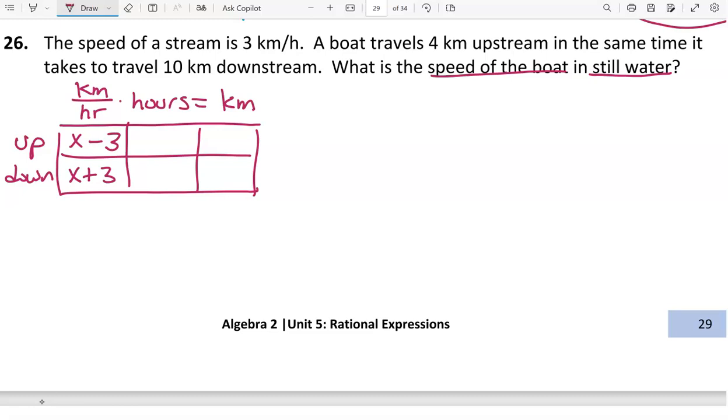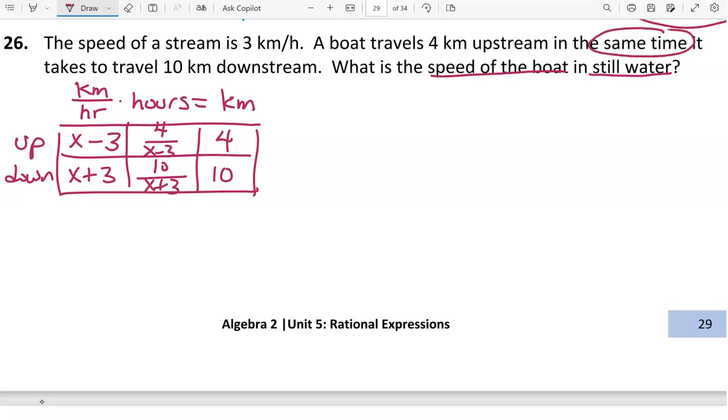And the trip upstream was 4 kilometers, and this trip downstream was 10 kilometers. Similar to the previous problem, if rate times time is equal to distance, then the times are distances divided by the rate. So 4 divided by x minus 3 and 10 divided by x plus 3.